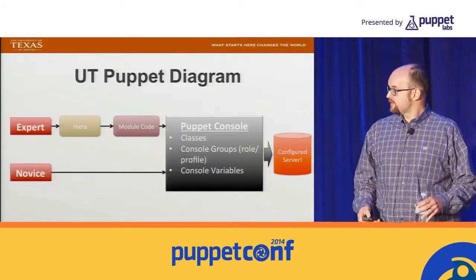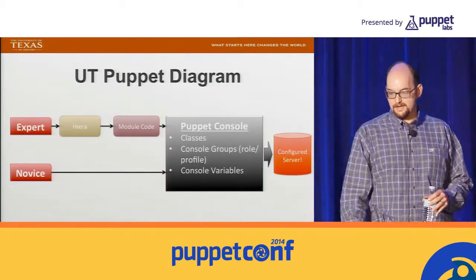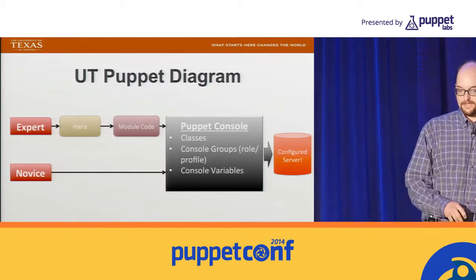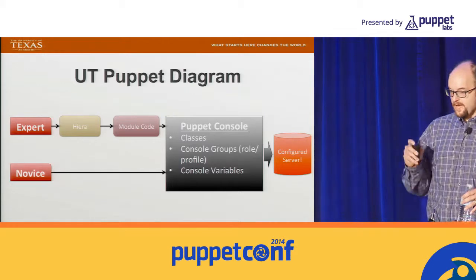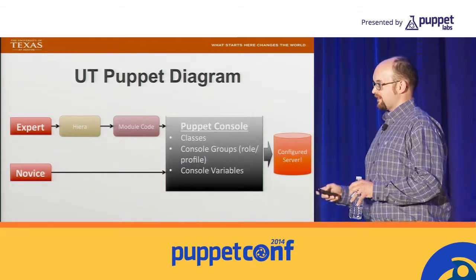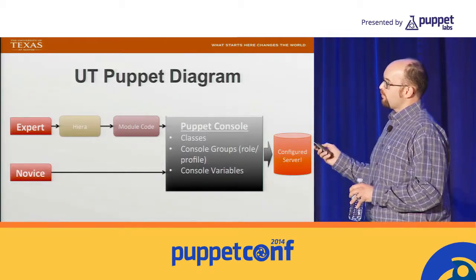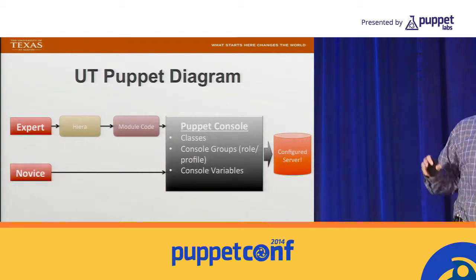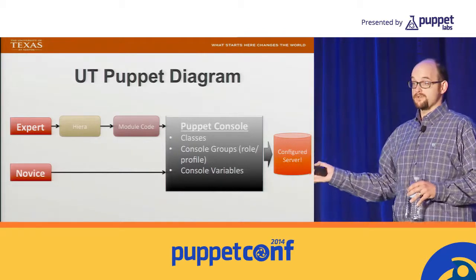This is a diagram of our UT Puppet infrastructure, and we'll come back to this several times. Basically, we have a novice track and an expert track, and the mid-level track just adds Hiera without the code. The point of this was to show that a novice to Puppet can come in and control almost everything they need simply via the Puppet Enterprise Console.